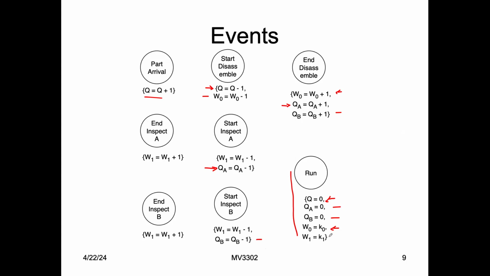And finally, for our number of inspection workers, we lose one when we start inspecting a B, and we also lose one when we start inspecting an A. We gain one when we end inspecting an A, and we also gain one when we end inspecting a B. That's just the way it works. None of these are laws of nature. These are all driven by how our model works.